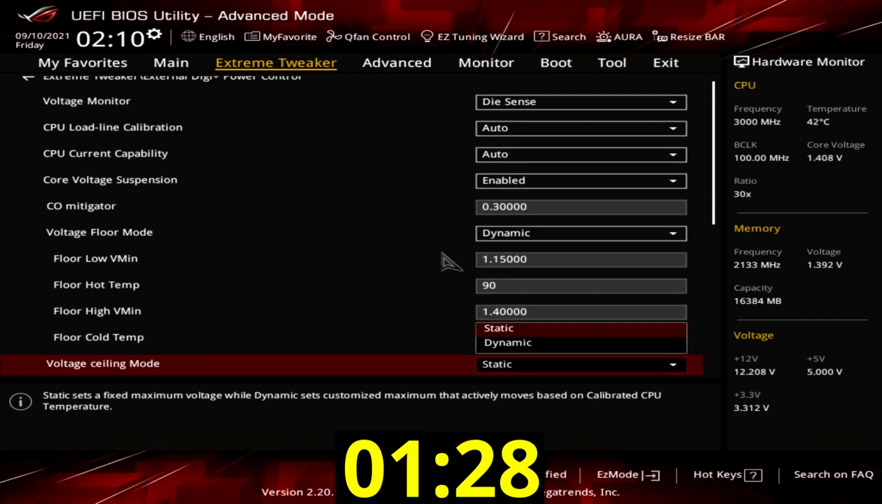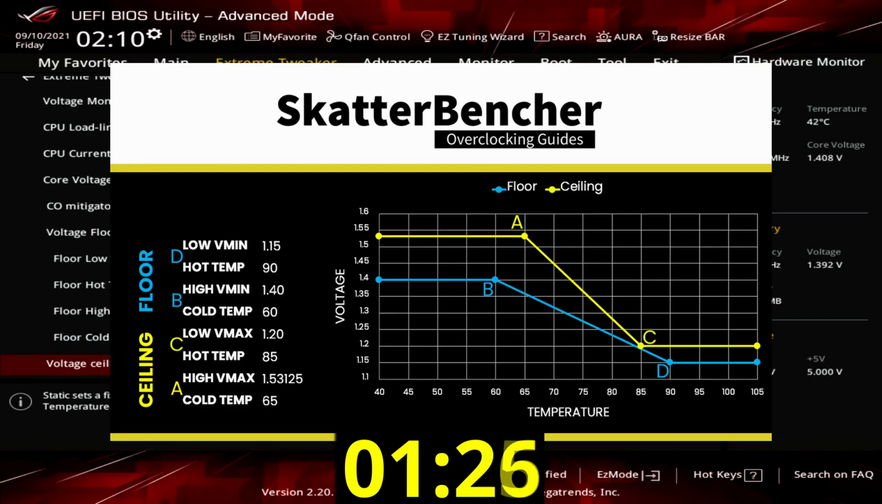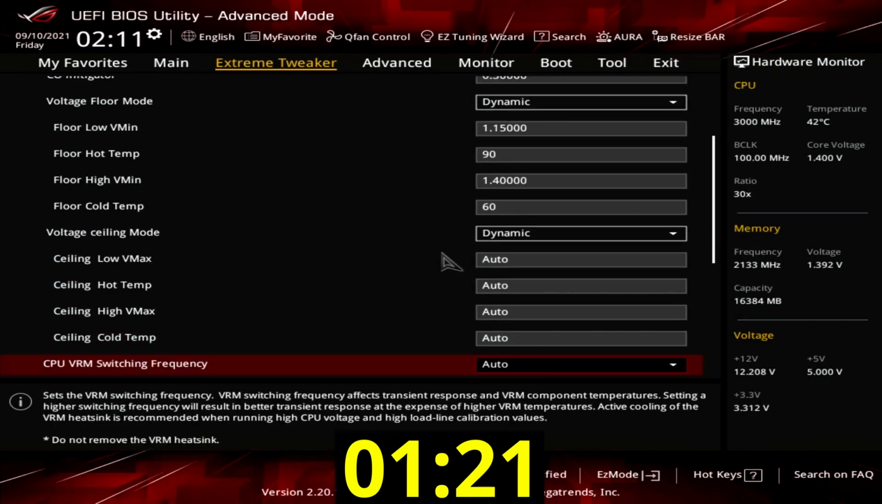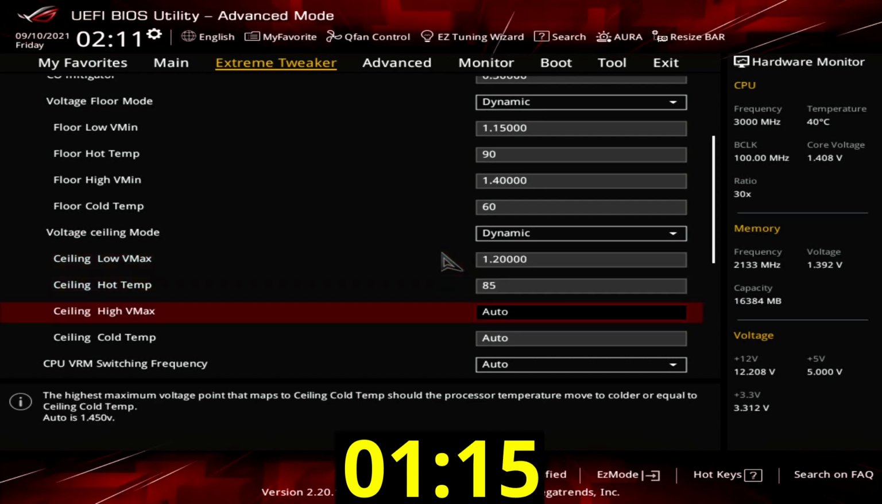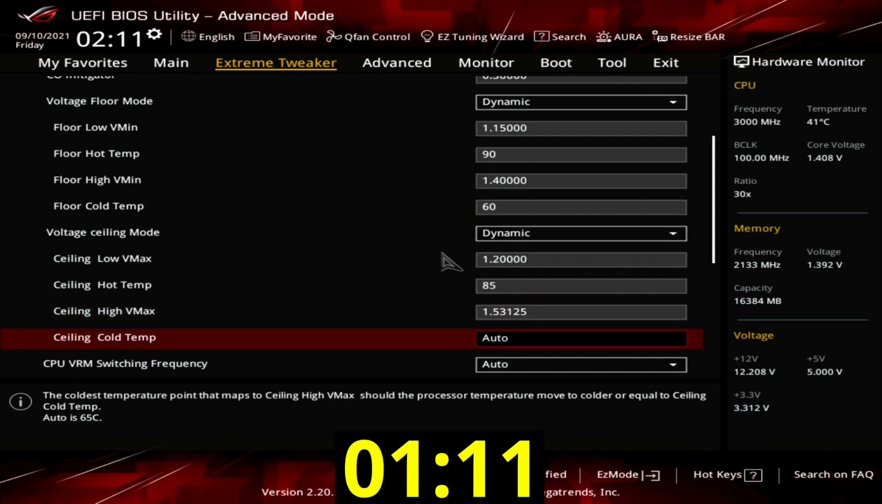Set voltage ceiling mode to dynamic. The voltage ceiling is the upper bound for the target voltage. Set ceiling low Vmax to 1.20. Set ceiling hot temp to 85. Set ceiling high Vmax to 1.53125. Set ceiling cold temp to 65.